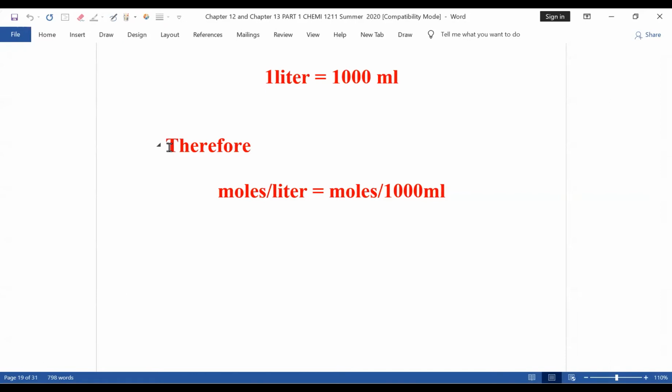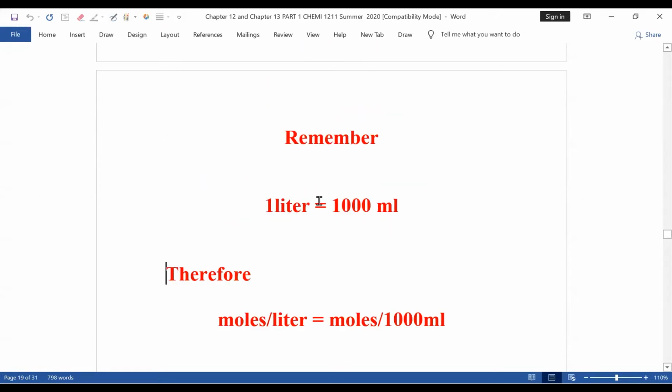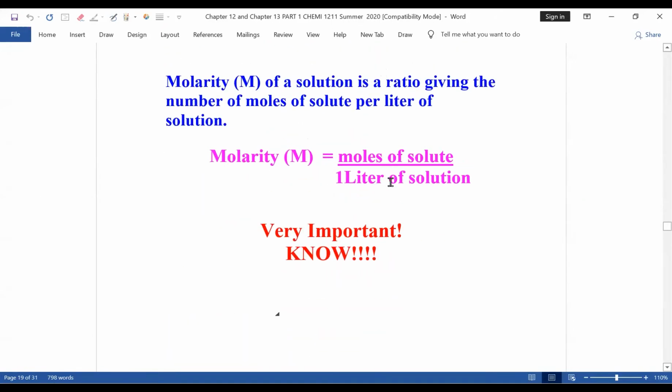All right, let's get back to solutions. And we were talking about molarity. And molarity is moles of solute per 1 liter of solution.